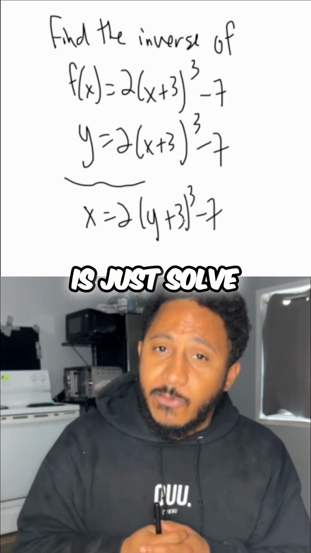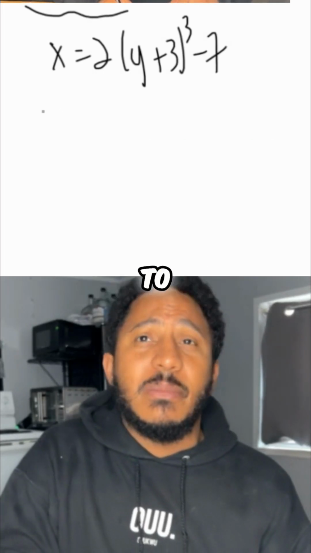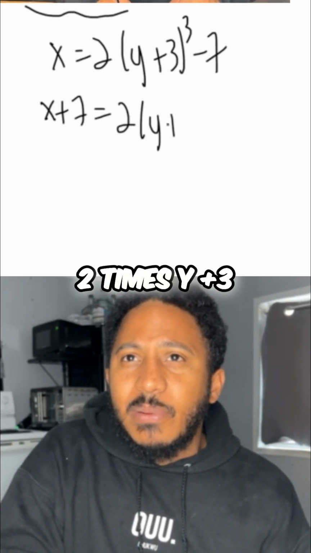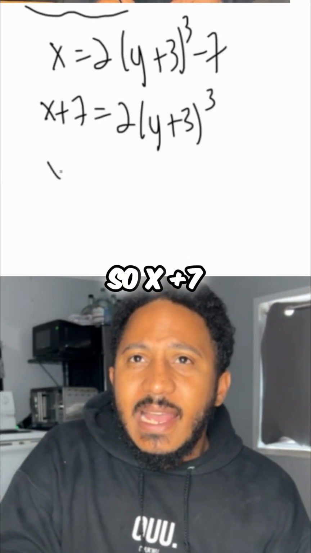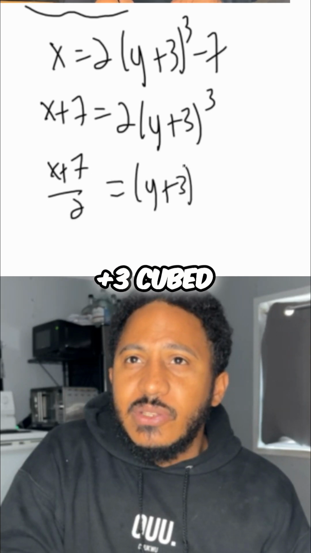And then step 3 is just solve for y, okay? So how do we solve for y? Get y by itself. Here we would say first add 7 to both sides, okay? So x plus 7 equals 2 times (y plus 3) cubed, okay? Then divide both sides by 2, so (x plus 7) over 2 equals (y plus 3) cubed, okay?